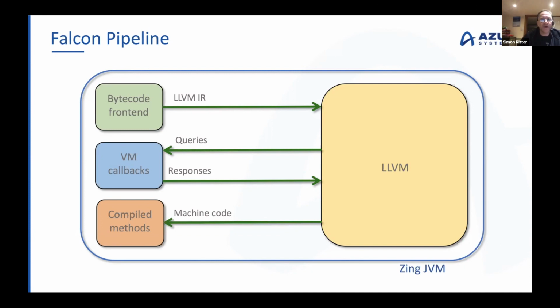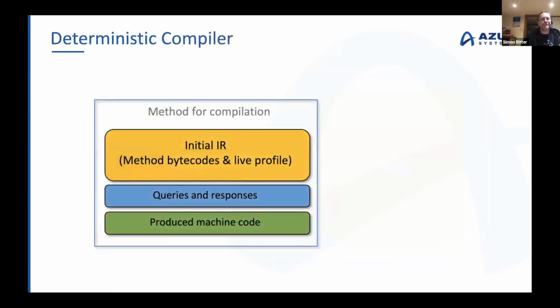That's all good. What we know about LLVM is that it is a fully deterministic compiler, meaning that if you take the same inputs, you're guaranteed to get the same output. And in terms of inputs, that means that if you take the same method, which has the same set of bytecodes, you don't change your method, don't recompile it, and you take the same profiling information, which means that the queries and the responses that are going to be used by LLVM will be the same. So that's our identical inputs. The produced machine code on the output will be identical. And we can use that fact.